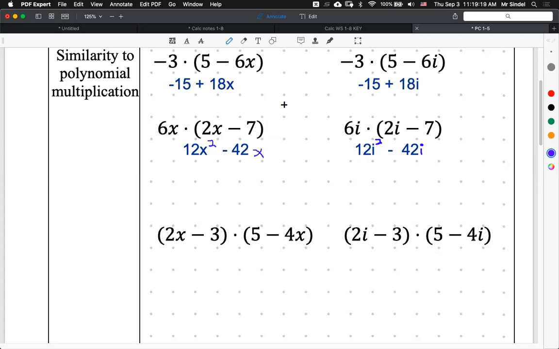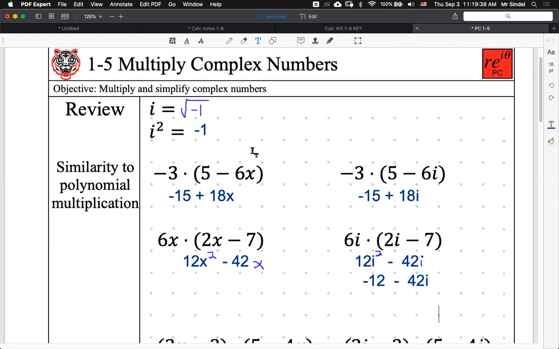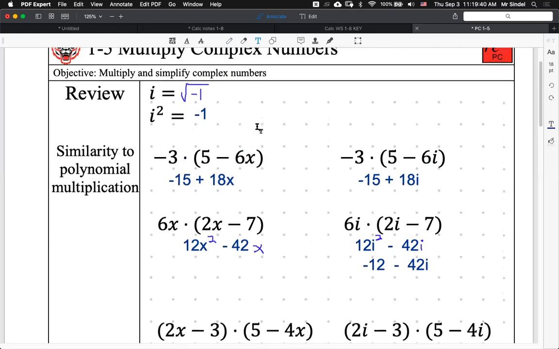Negative 12. Yep, all right, so everyone write it down. This now turns into negative 12 minus 42i. Your final answer will never have an I squared. I squared always turns into a negative 1. That's via our definition that Aurelio did up here for us.